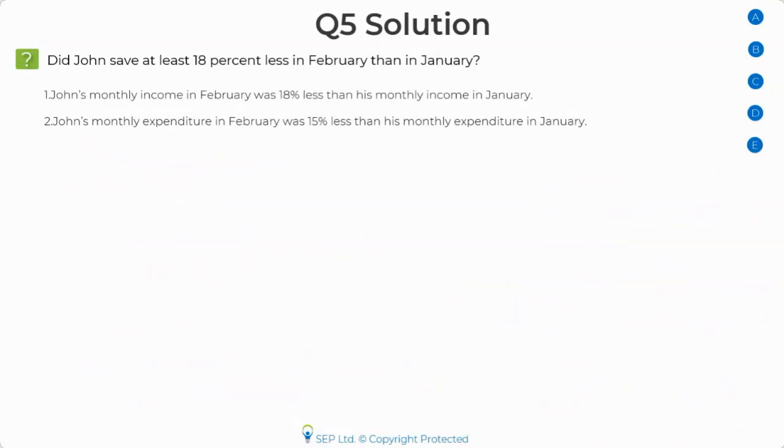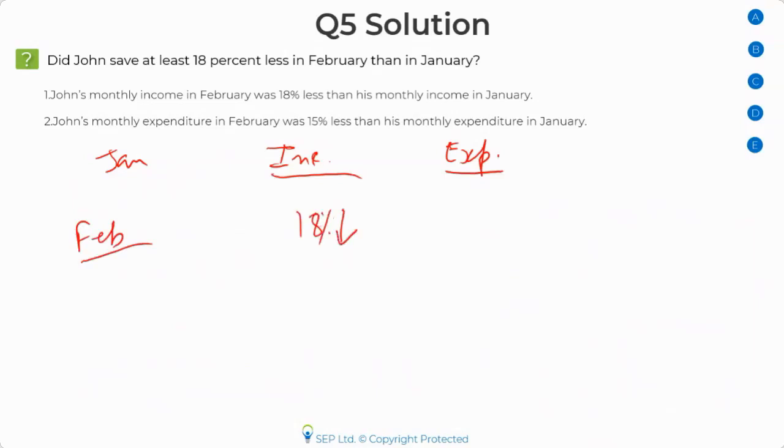See, what I know is that in January, whatever my income and expense was, my income in Feb went down by 18%. My expenditure, on the other hand, went down only by 15%. So basically what I know in this scenario is that my income has gone down by 18% and I have reduced my expenditure.